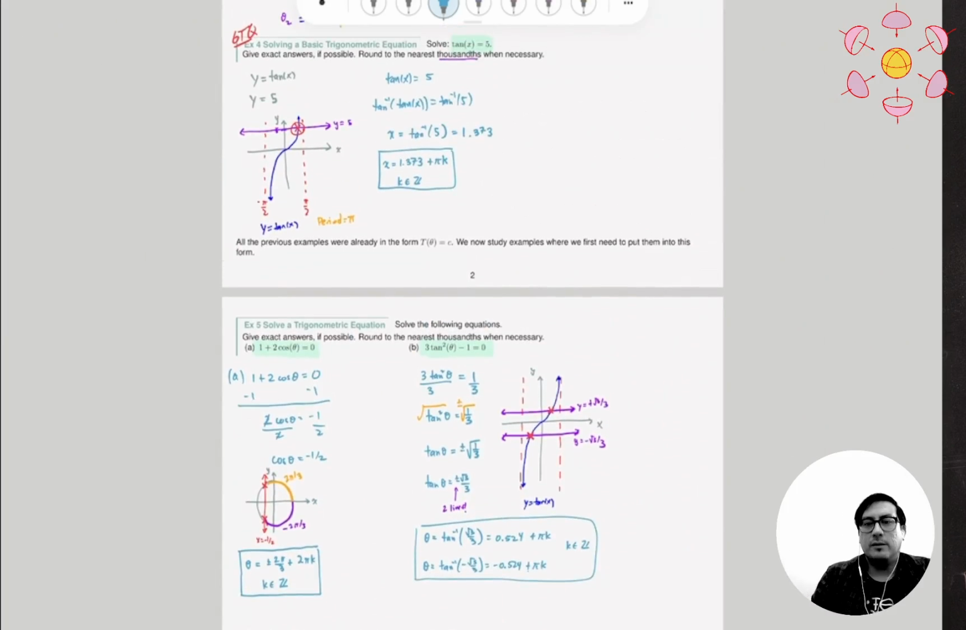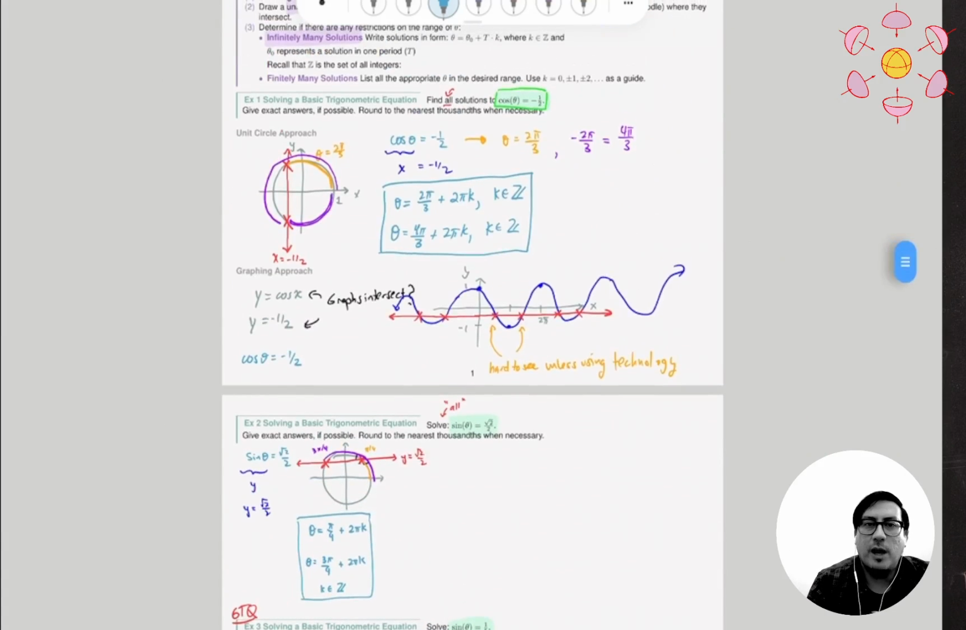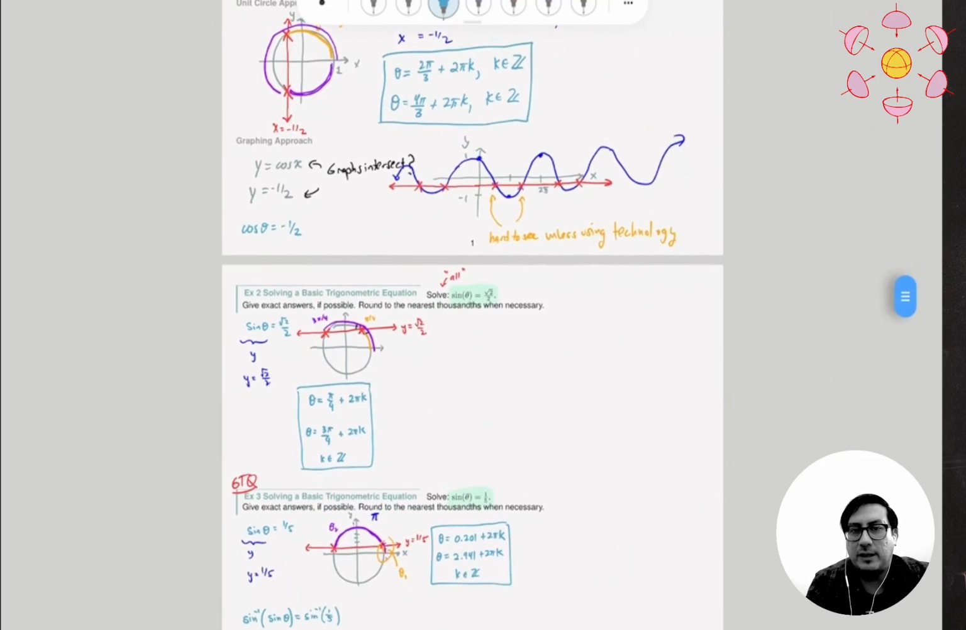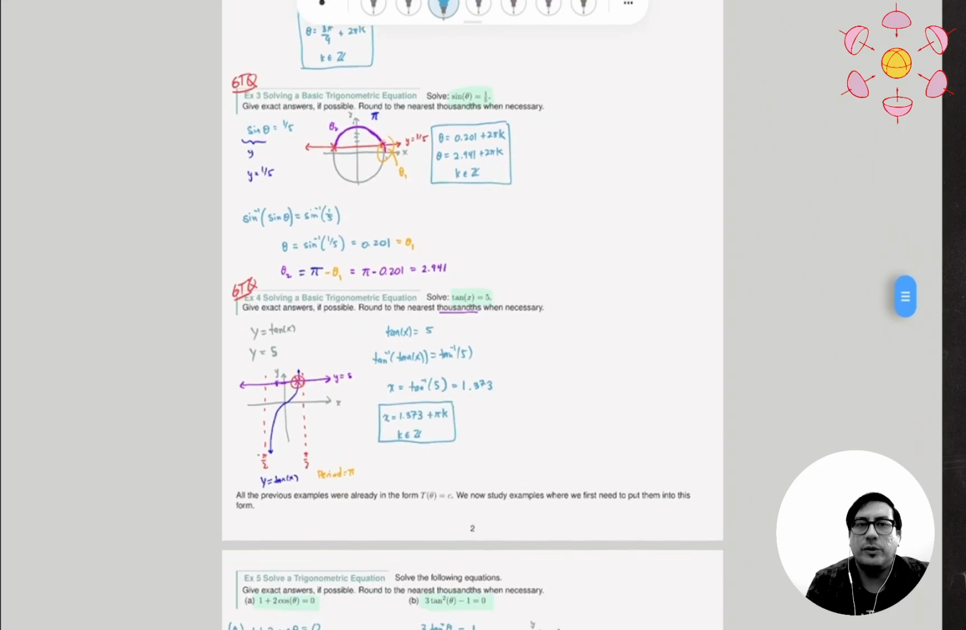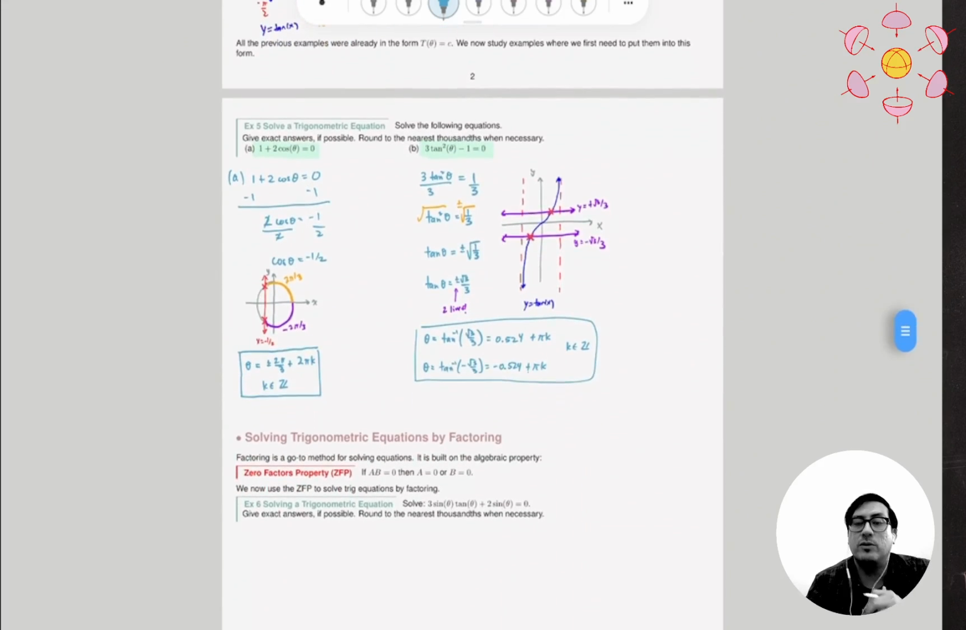Okay, sweet. So we've pretty much done the lesson, so let's just summarize. The first couple examples were all where we had one trig function by itself. Showed you two methods, using the unit circle and the graphing method, and we talked about what to do when we have to use the inverse trig functions to get the exact value, approximate values.